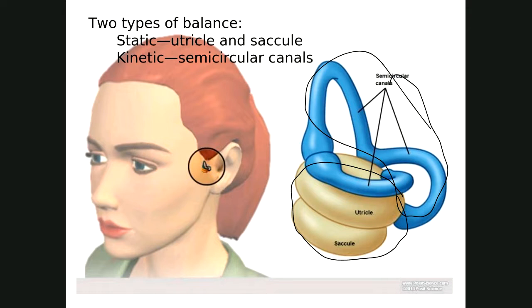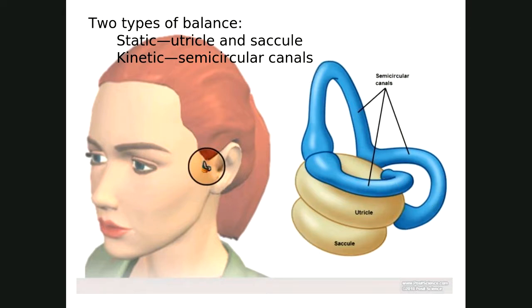Well, humans and all mammals have two types of balance, two types. One type is called static. Static is not moving, not moving. Static is all about knowing which way is up, what position your head is in.